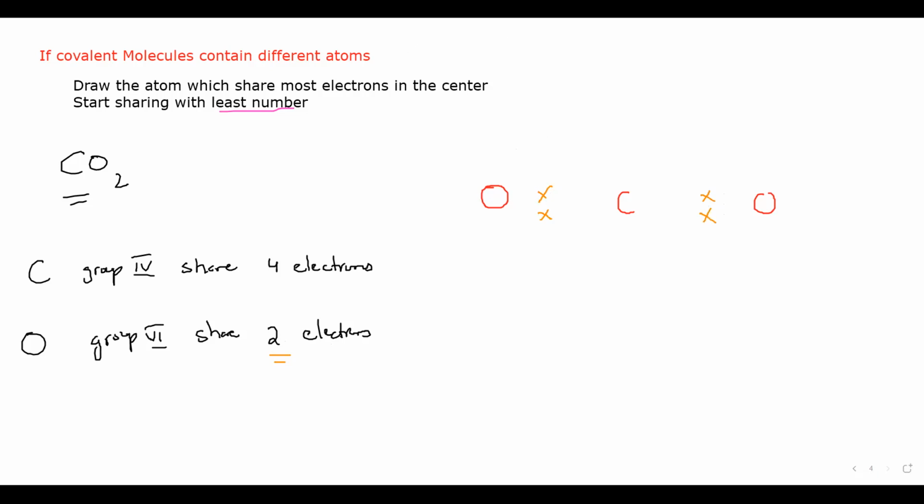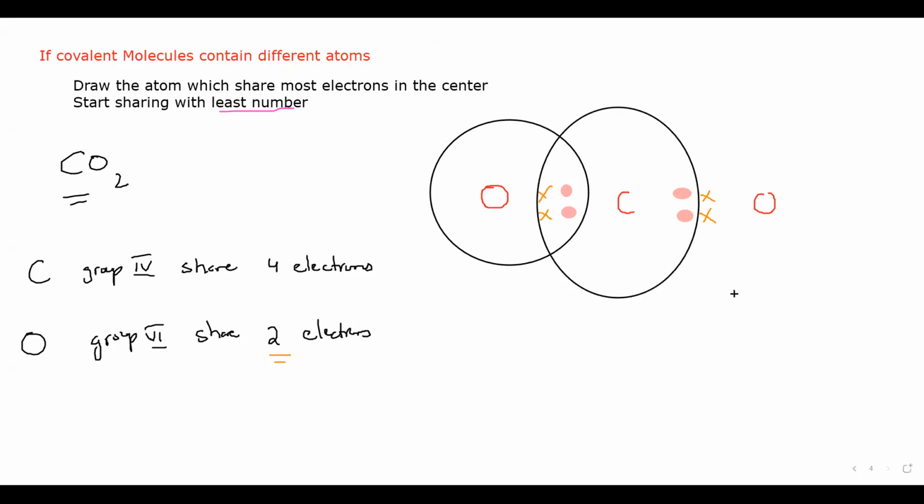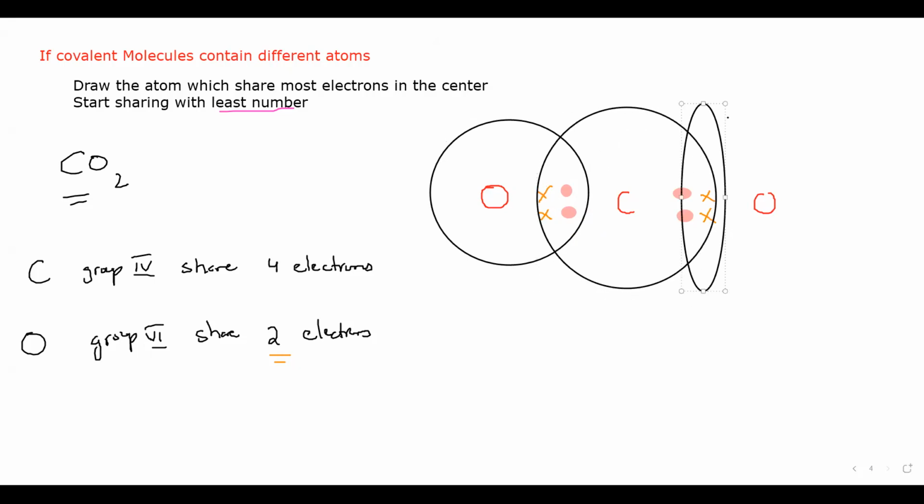And what about carbon from that side? Because if oxygen is sharing 2 electrons, carbon will also share 2 electrons from that side. So on one side it is sharing 2 electrons and on the other side it is sharing 2 electrons. So the total number of electrons the carbon is sharing will be 4. Now we'll complete it and make circles. One circle is for oxygen, one circle is for the carbon, and one circle is for the other oxygen.